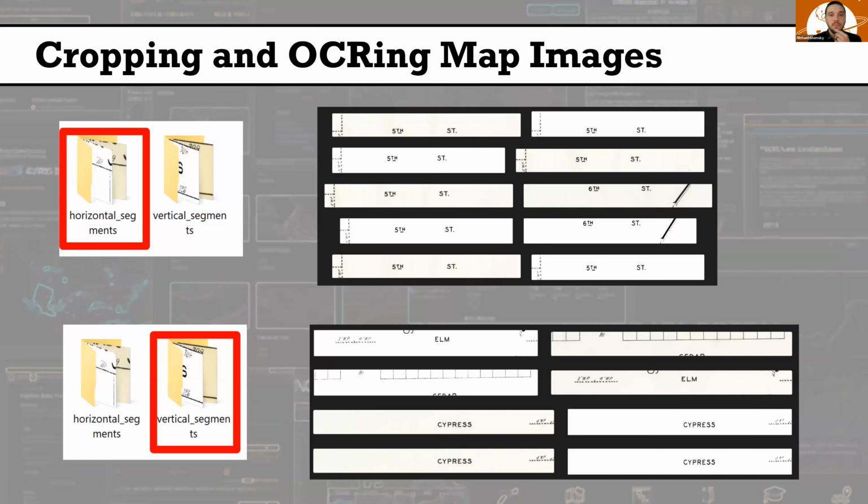I'll walk you through some of these outputs here. So the first thing it does is it looks at all the intersection points for each map. It then uses the intersection point to determine where the street labels are likely to be found in the map. And then it crops out that section of the map image. And so we can see here, these are just snapshots of some of the street cropped images that it's generated.